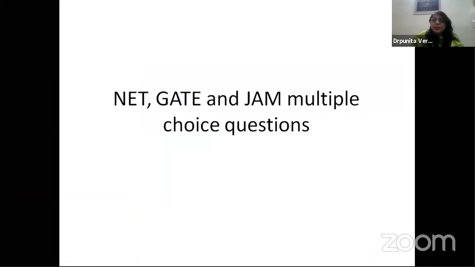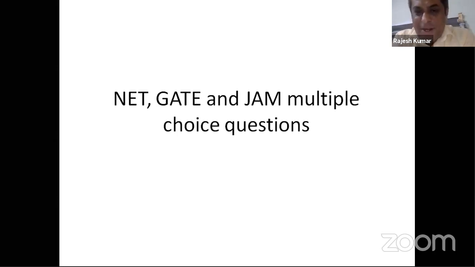NET, GATE and JAM multiple choice questions. We mainly have to do the NET, GATE and JAM multiple choice questions, and you just have to apply the concepts you might have studied in your electronics week. I will try to do 10-15 questions here so that you can understand that. Mostly I have seen that in NET and GATE examinations, questions on digital electronics as well as some semiconductor physics come up. So I have chosen the important questions that are necessary for these kinds of examinations.